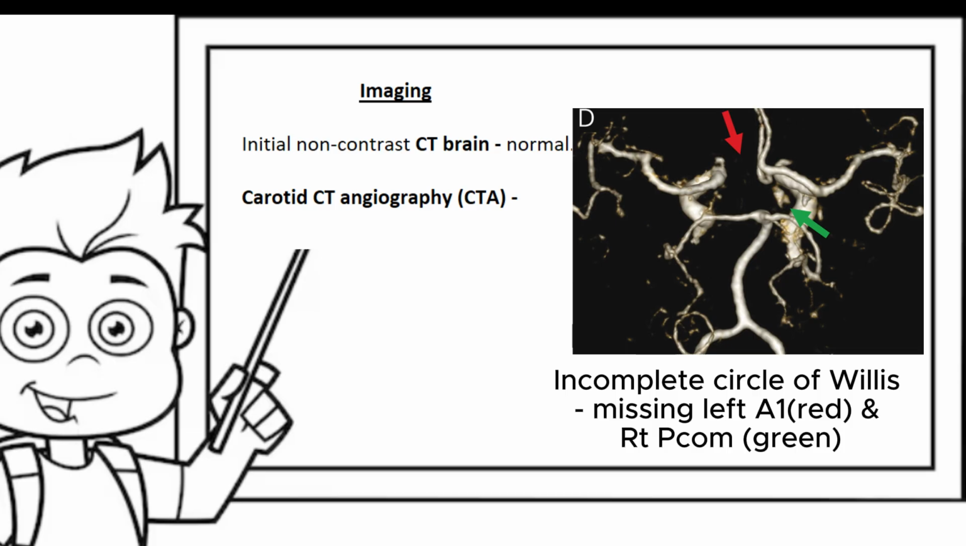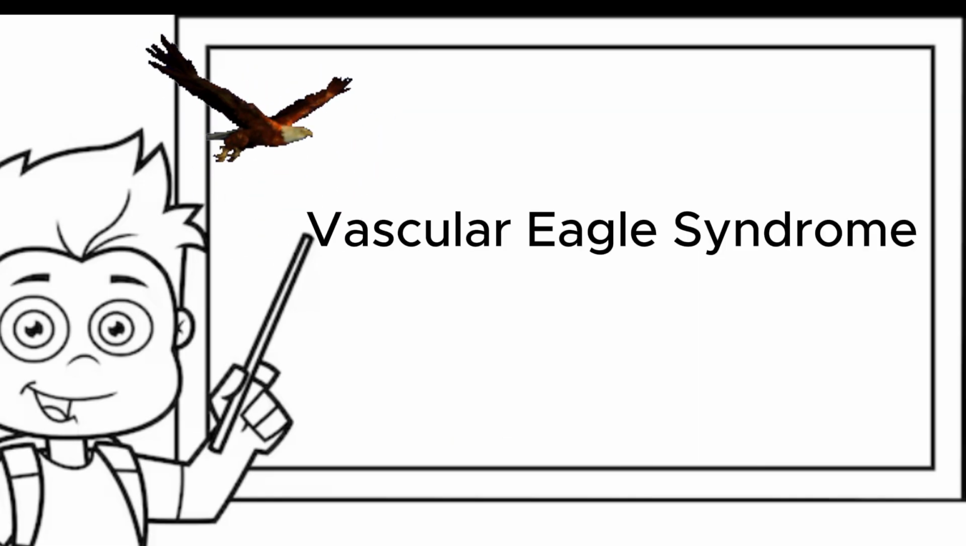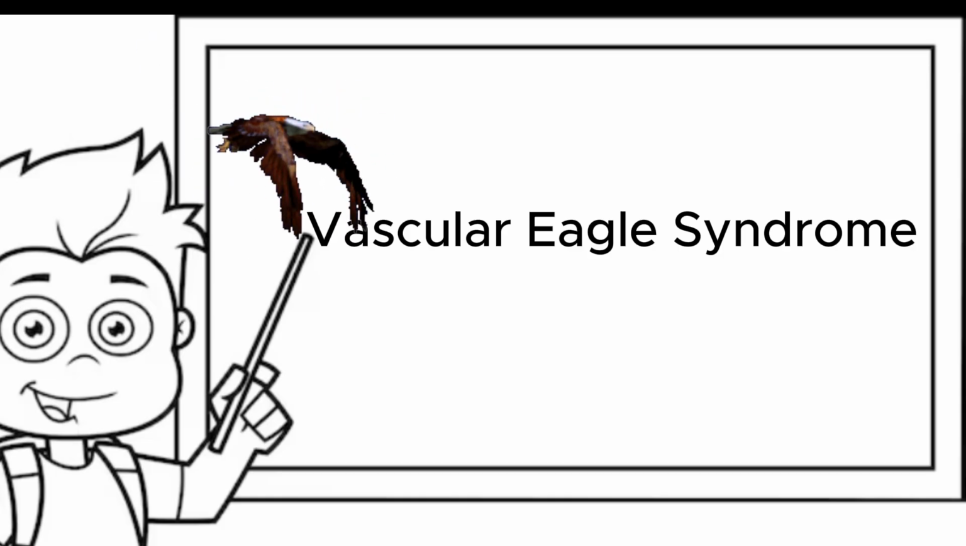What does this translate to? Well, this means that there is very little collateral support if that right carotid flow drops. And to confirm the hemodynamics, they performed something we call a transcranial Doppler during head turning. The results are as follows. First, there was a 25% drop in flow velocity in the right MCA when the head is turned, and there was recovery when the head returned to neutral position, and that clinches the diagnosis: Vascular Eagle Syndrome, a rare, elegant, and now obvious diagnosis.